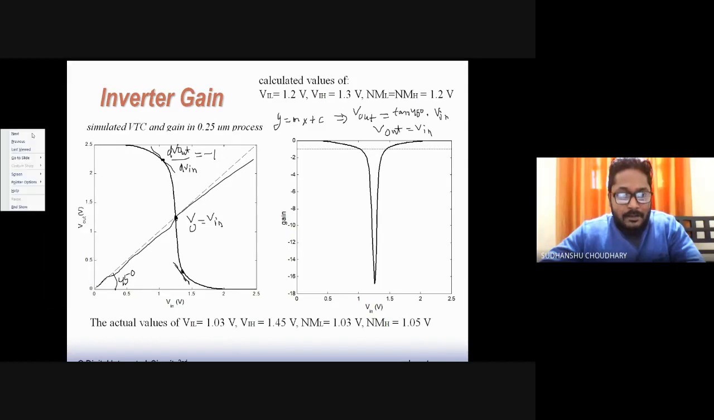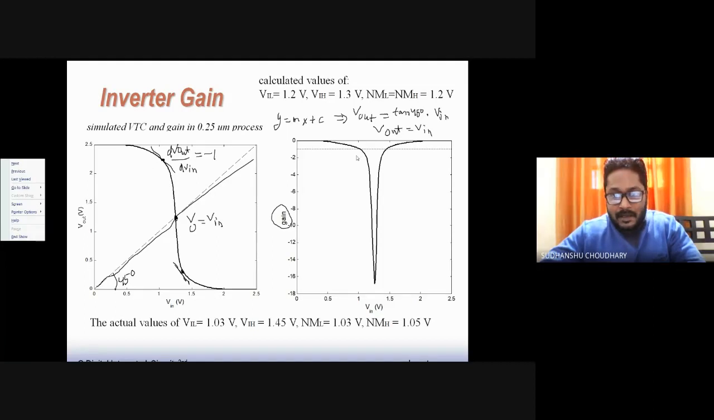Now similarly, the slopes of these two regions can be defined, and the gains at these 2 points. Here, if I try to plot the slope, I'm writing it as gain here, but actually it is the slope of the entire VTC that is presented here. So we call it gain, and you will notice that at these 2 points the gain is -1.